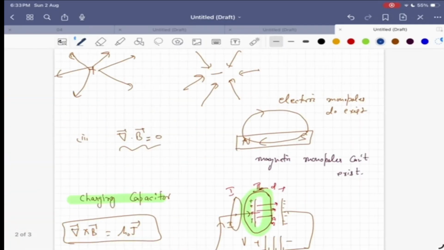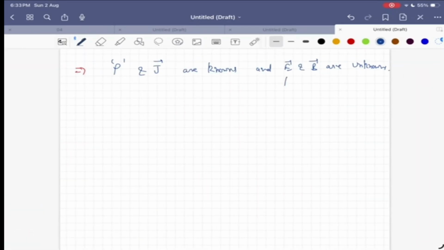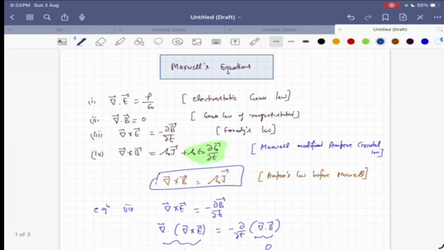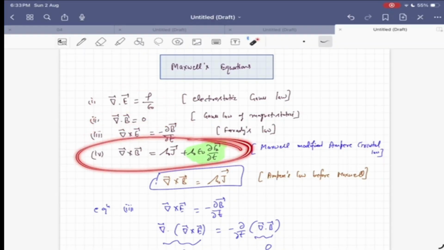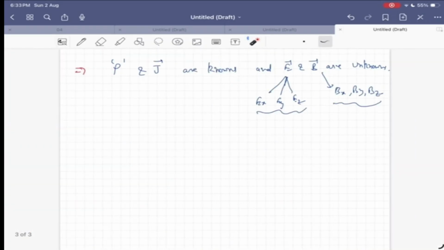But if you see, E has three components: Ex, Ey, Ez, and therefore B also has three components: Bx, By, Bz. So basically we need to find out six quantities to fix E and B, and we have eight equations. As I just discussed, the first is a scalar equation. One equation comes from this, one equation comes from the second, and three equations come from this, and three equations from the other. So eight equations are there, and six unknowns. So this clearly means that we have a larger number of equations than unknowns.